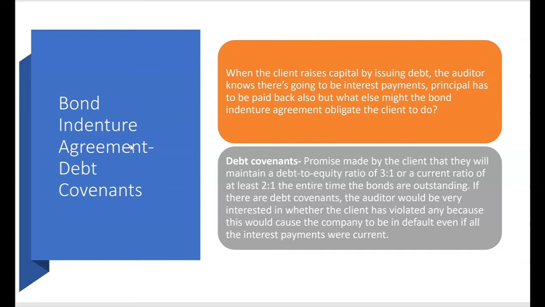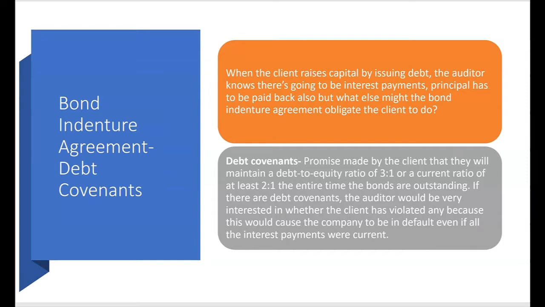In the financing cycle, the auditor's client is going to be issuing bonds to these bondholders, and the auditor knows that there's going to be interest payments. The principal also has to be paid back. But what else might the bond indenture agreement obligate the client to do besides just paying interest and paying principal? Look out for debt covenants. Within the bond indenture agreement, there could be a debt covenant or two, and that would be a promise made by the client that they will maintain a ratio, maybe a debt to equity ratio of, let's say, 3-to-1. The entire time the bonds are outstanding, they're promising that they will maintain a debt to equity ratio of 3-to-1.